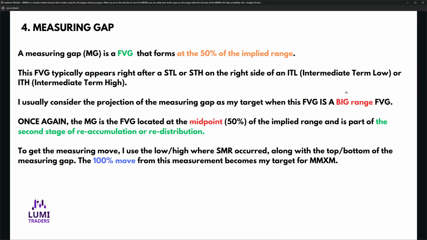Once again, the measuring gap is the fair value gap which is approximately at 50% of implied range and part of the second stage of the accumulation or redistribution. To get the measuring move, I use the low or high where smart money reversal happened, and I use the top or bottom of the measuring gap of this big range fair value gap. The 100% move from this measurement is going to be my target for market maker model.